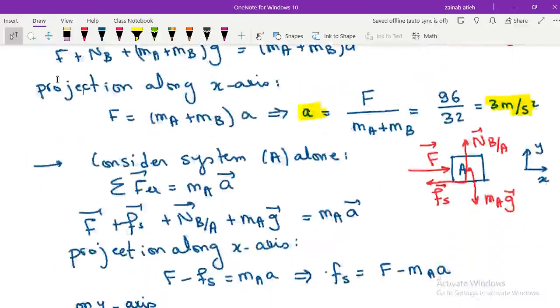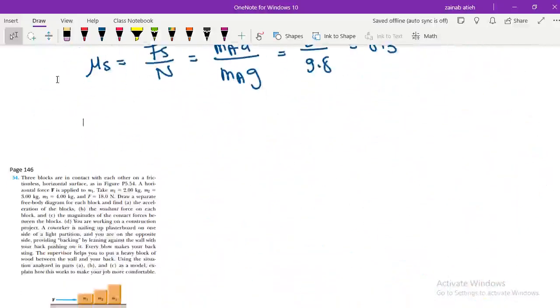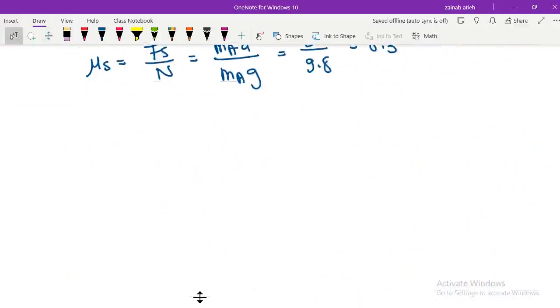So let's find the force between A and B. First, this is part B. I have to find the acceleration of the system. I take the whole system together. This is block B and this is block A. What are the forces? I will solve directly. So consider system A plus B.